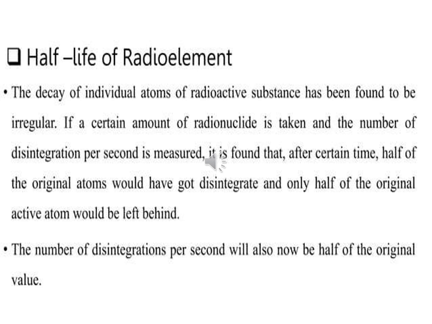Half-life of radioactive elements. The decay of an individual atom of a radioactive substance has been found to be irregular. If a certain amount of radionuclide is taken and the number of disintegrations per second is measured, it is found that after a certain time, half of the original atoms would have disintegrated and only half of the original active atoms would be left behind. The number of disintegrations per second will also now be half of the original value.